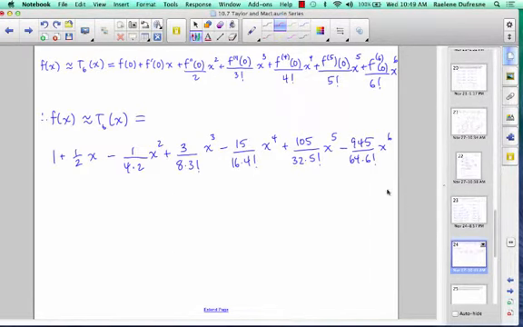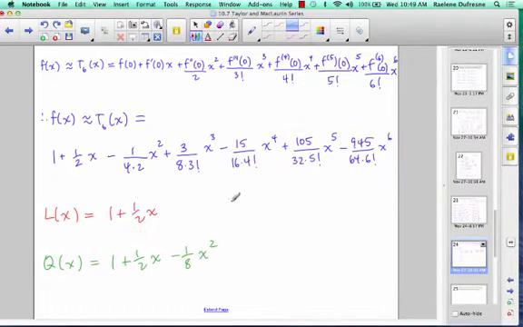And we could easily see the linear approximation as 1 plus 1/2 x, or the quadratic approximation as 1 plus 1/2 x, the linear approximation, minus 1/8 x squared. And so these are review from Cal 1.